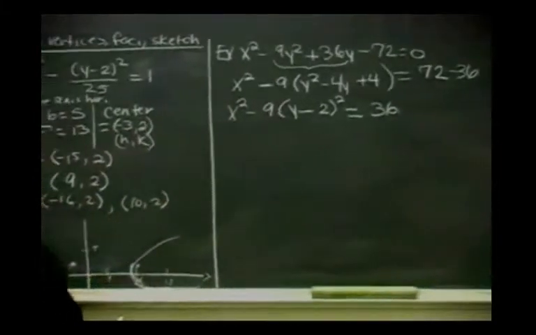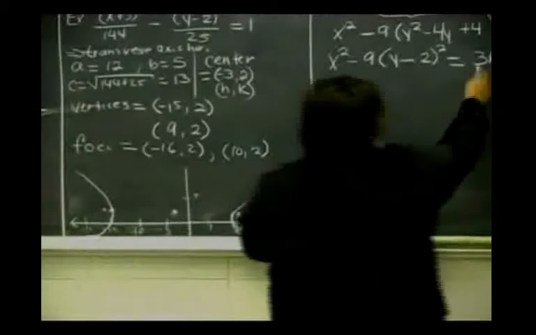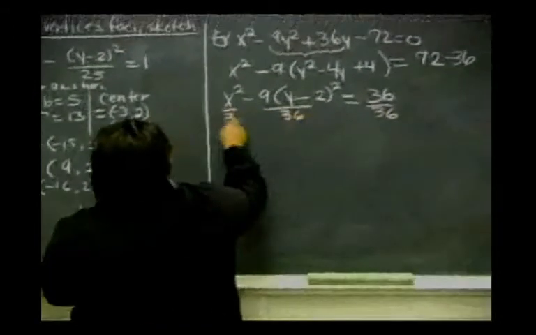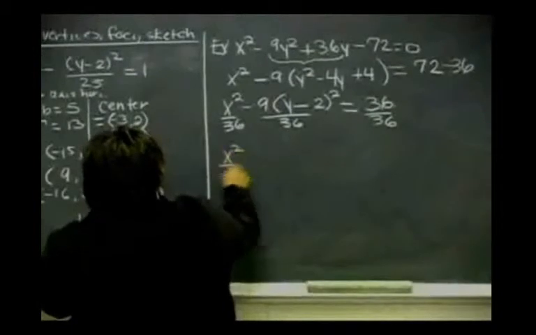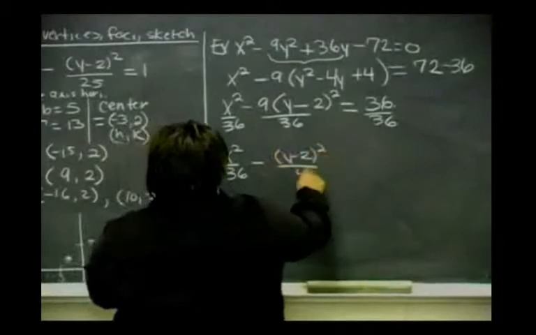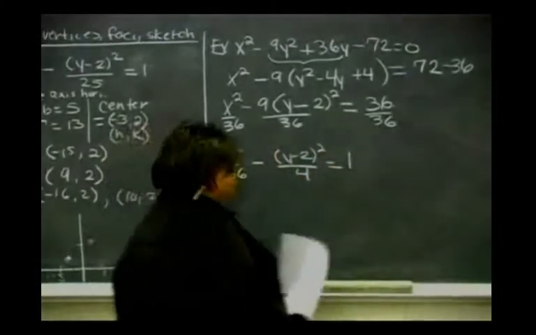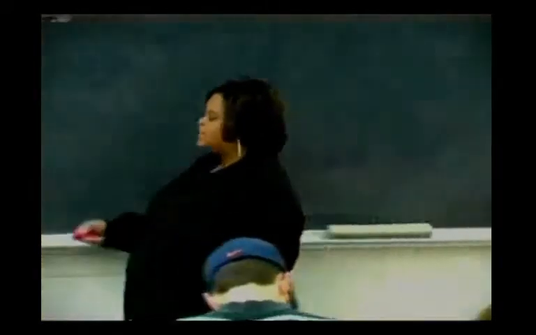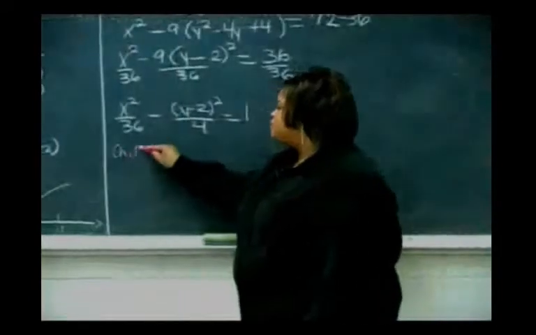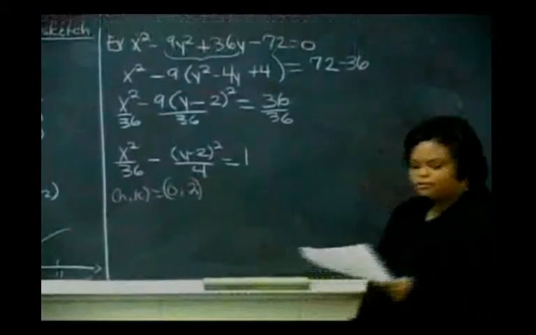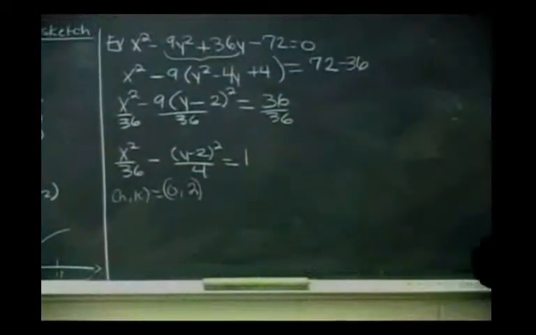Okay, that's almost of that form, but I need a what? A 1 on this side. So let me go through, divide everything by 36. So I have x squared over 36 minus y minus 2 squared over 4 equals 1. Okay? So what is h comma k? 0, 2. Because it's just x squared. It's like x minus 0 squared.